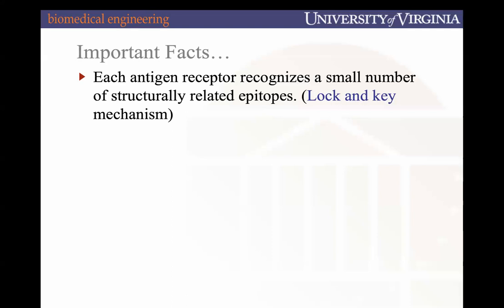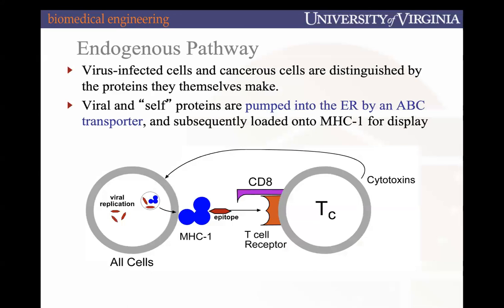But yeah, the CD8 positive T cells are called cytotoxic T cells because, as displayed here, when they find their cognate antigen, the antigen that they're destined to respond to, they'll release cytotoxins to kill that infected cell. That's why they're called cytotoxic.